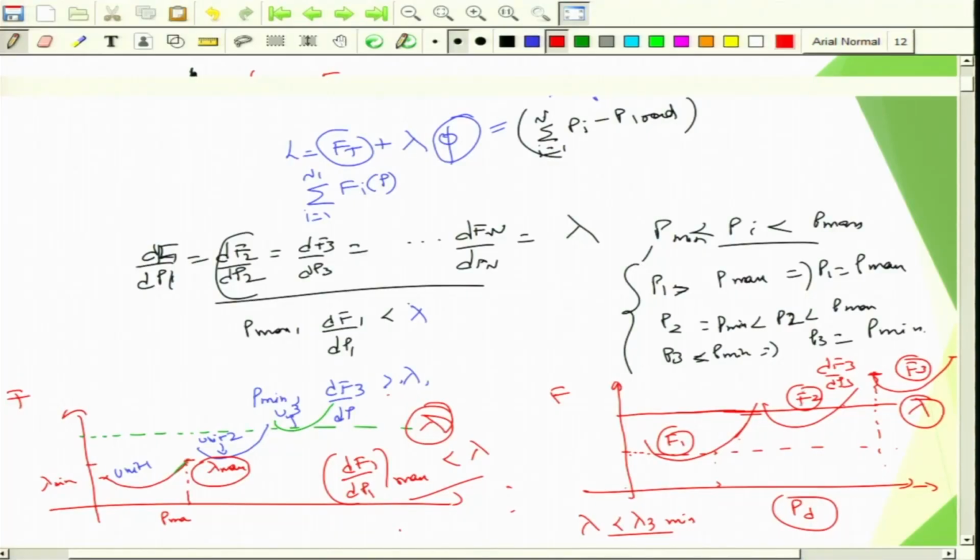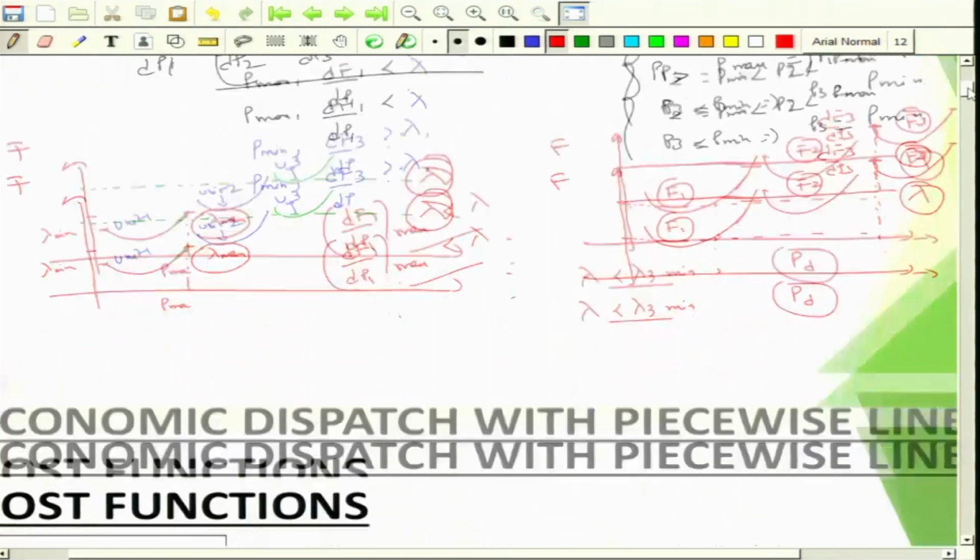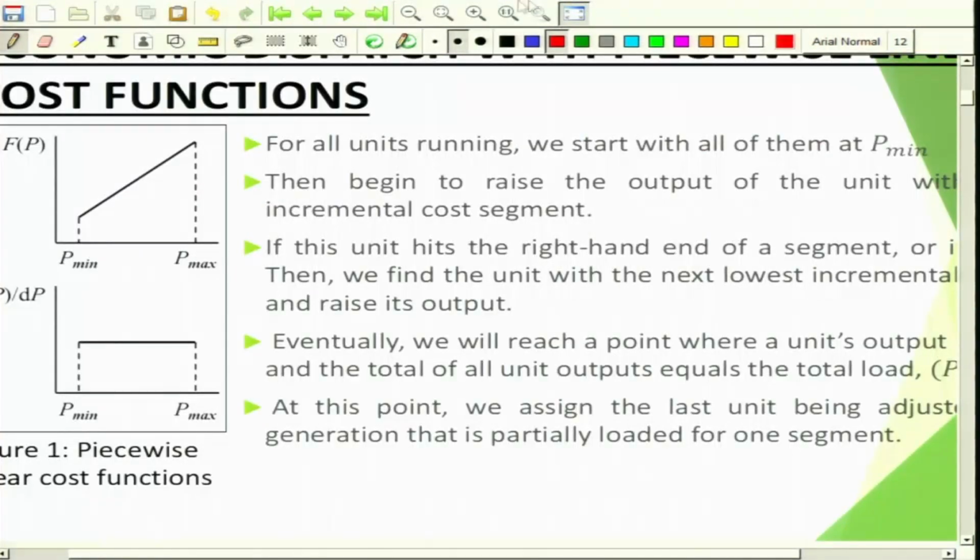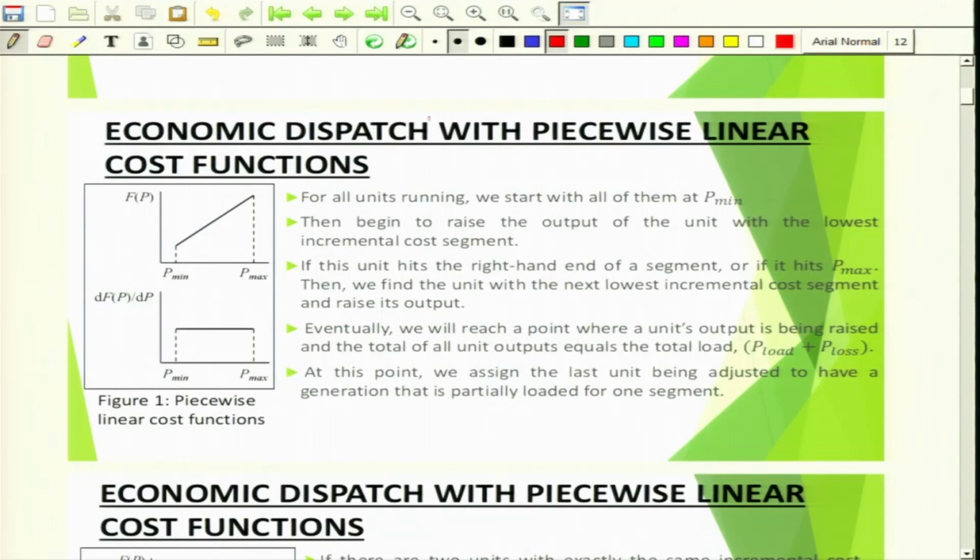So let us move on to the actual topic of today. Economic dispatch with piecewise linear cost functions. Let us say you have multiple generators and let us assume that all units are running. We can start with all of them at P minimum. Let's consider so many generators, you need to meet the load demand, and let us start with the minimum, and then begin to raise the output of the unit with the lowest incremental cost segment.